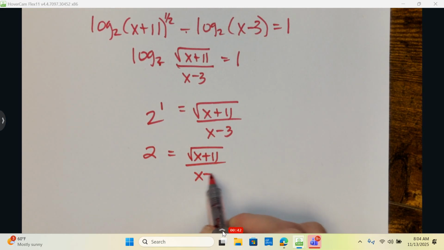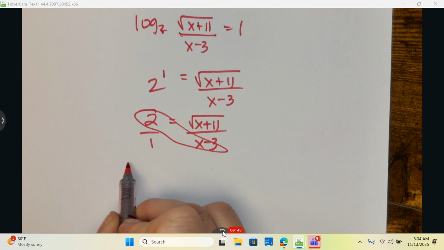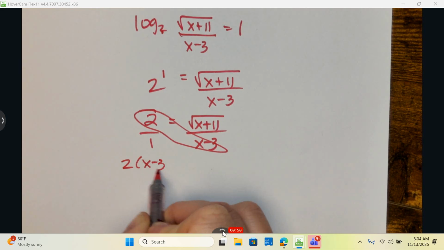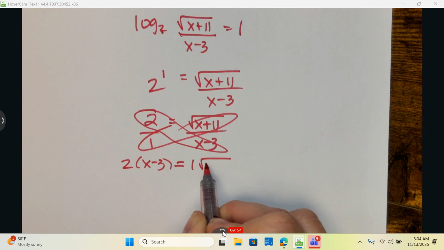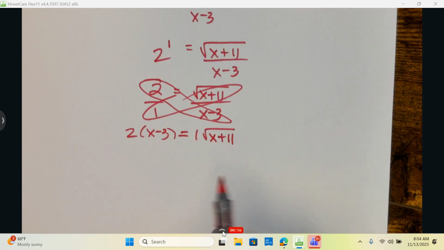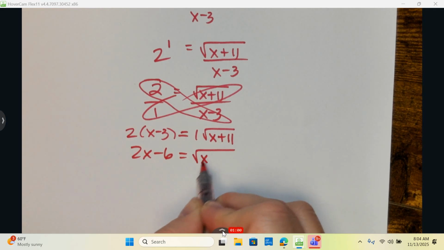And then remember, I'm going to choose to cross multiply. I can always put a 1 on the bottom of that 2. When I cross multiply, I have 2 times the quantity x minus 3 equals 1 times the quantity of the square root of x plus 11. 2x minus 6, well, 1 times that quantity is simply this.